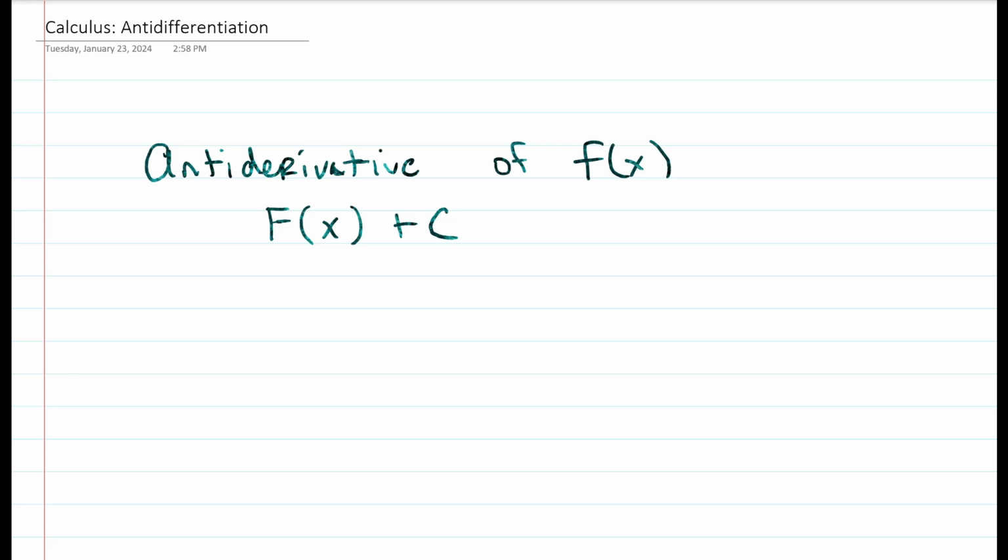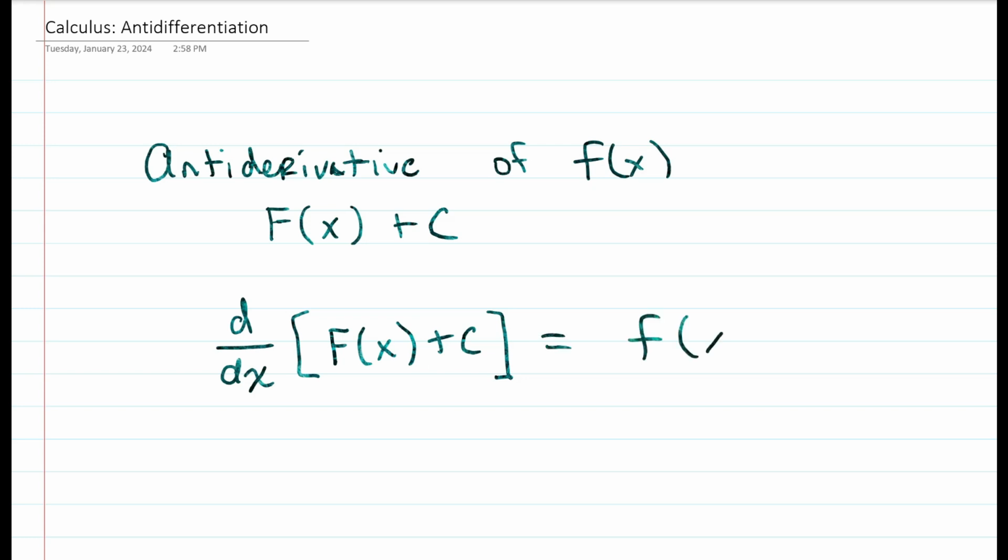So we say such that when we take the derivative of that F of x plus c, right? If we take the derivative of that, and I should erase that and make that a bracket, that in the bracket is the antiderivative plus this c value, this constant. If we take the derivative of it, we'll get our function f of x. So the c is known as the constant of integration.